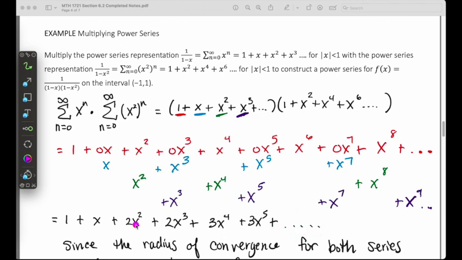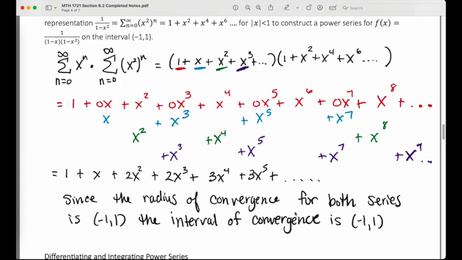So you can see there's a pattern here. This would be coefficients of 1, coefficients of 2, coefficients of 3. And then if I continued, x to the 6th and x to the 7th would have coefficients of 4. So that's how you want to multiply power series. But just be very careful when you stop multiplying. Just really think hard to make sure you're not missing any terms.